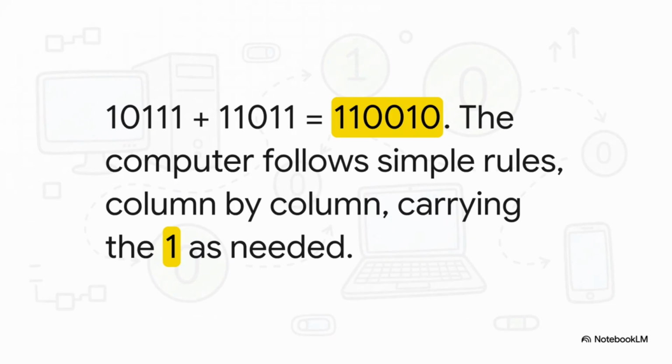So when a computer adds 2 numbers, it's not doing anything magical. It's just following those super simple rules, column by column, from right to left, carrying the 1 whenever it needs to. The difference is it does this millions or even billions of times per second, which is how it can perform such complex calculations so fast.